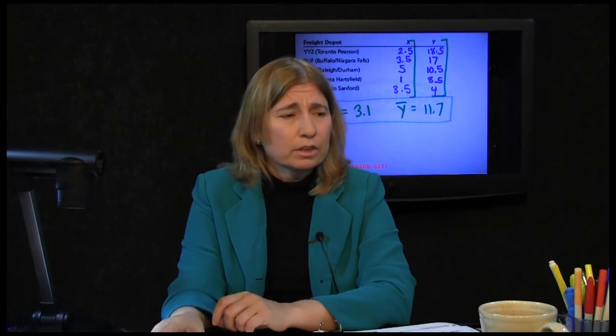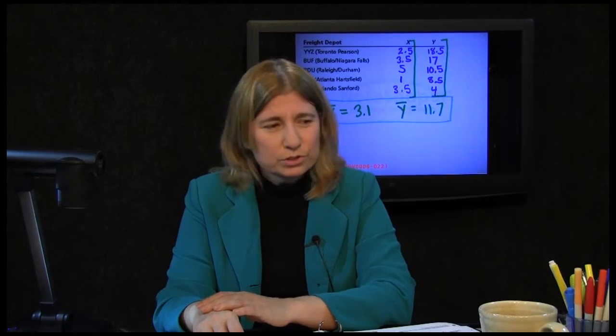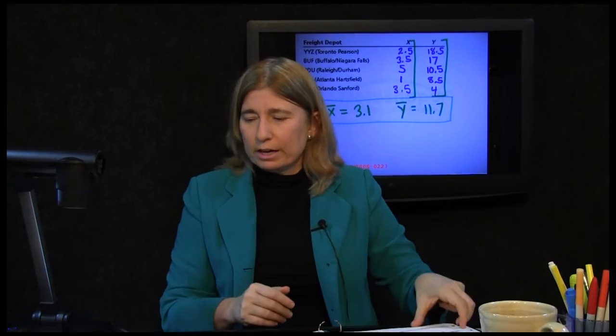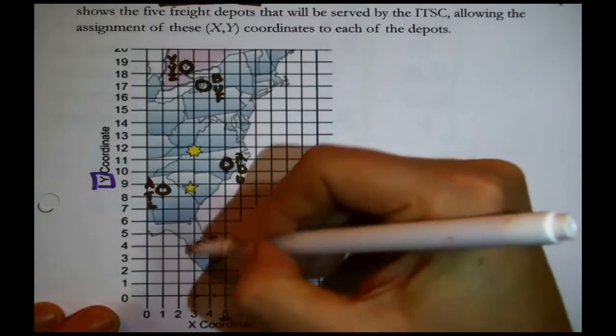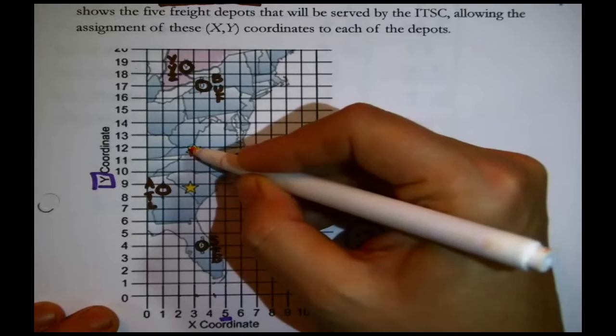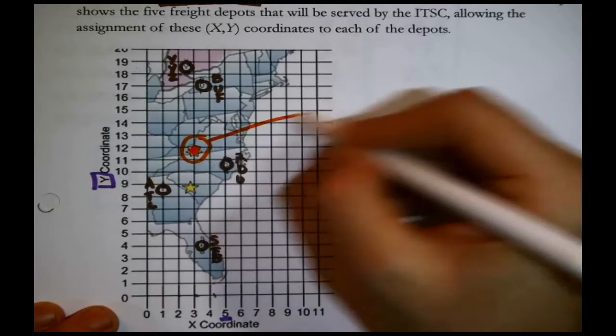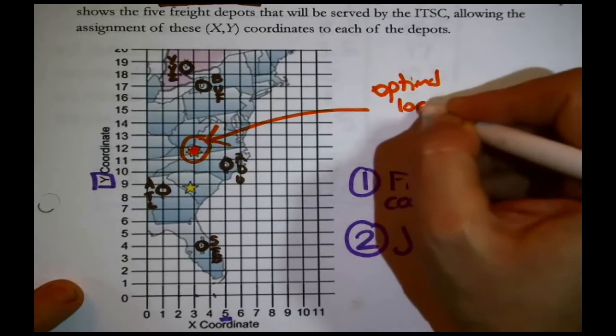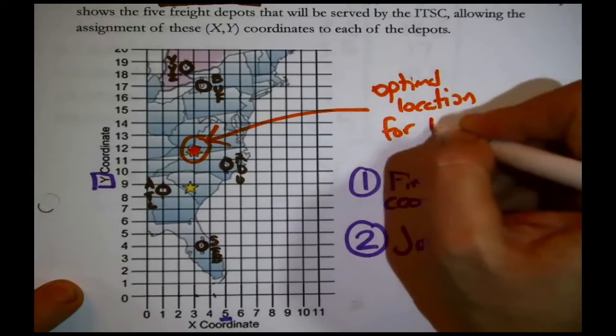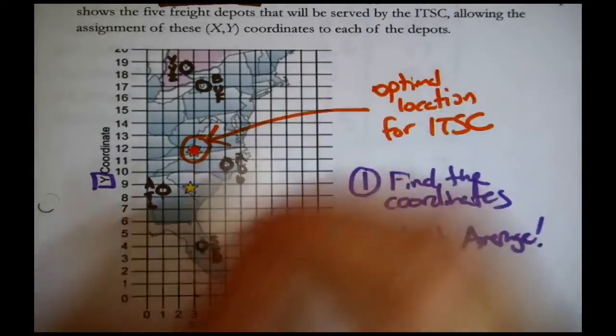Now, in reality, one wonders where that actually is. If you wanted to find that out, you would just take this back to your map. Oh, that was actually already marked in the pre-printed note frame because 3.1 and 11.7 is this shape right in here. This is the optimal location for the ITSC, and you can look around in Google Earth, but actually what this particular technique is suggesting, it looks like, is that the best place for the IT support center would be somewhere around Wytheville, Virginia.